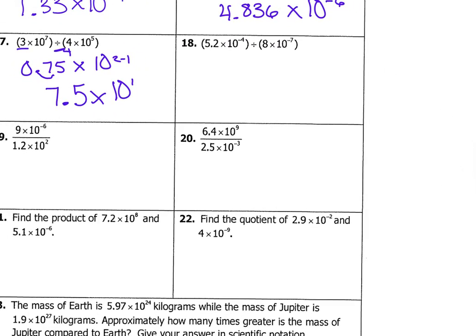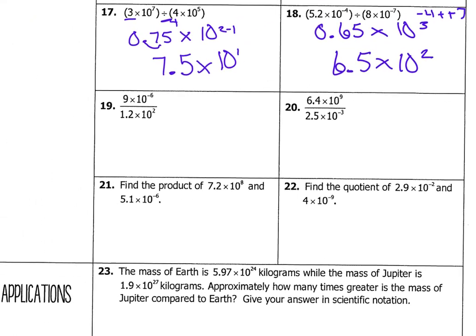Divide. 5.2 divided by 8. 0.65. Times 10 to what power? You have a -4 minus a -7, to the third. Put it in scientific notation. It is 6.5 times 10 to the second. Awesome. 6.5 times 10 to the second.